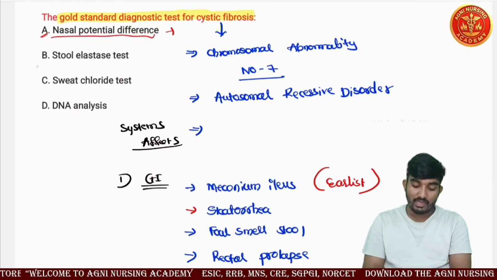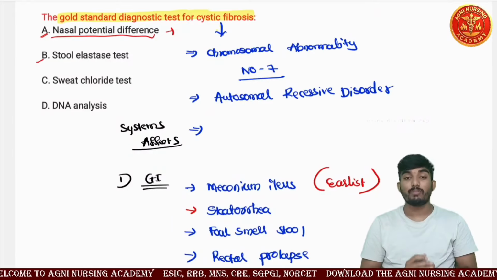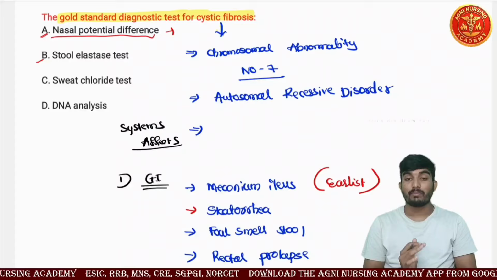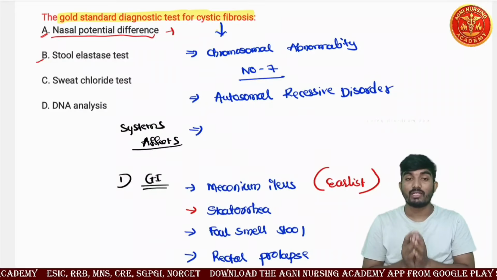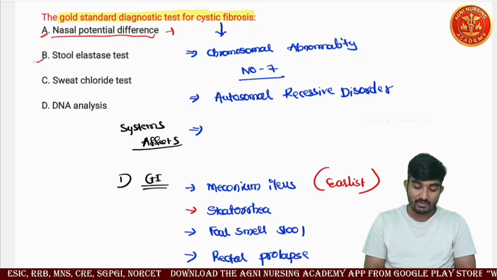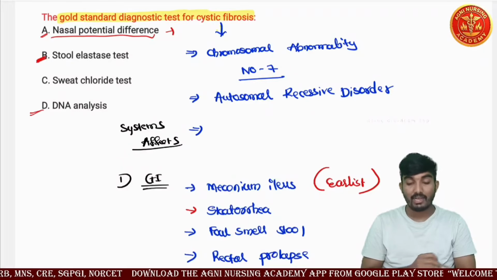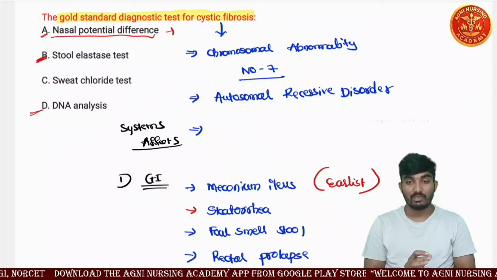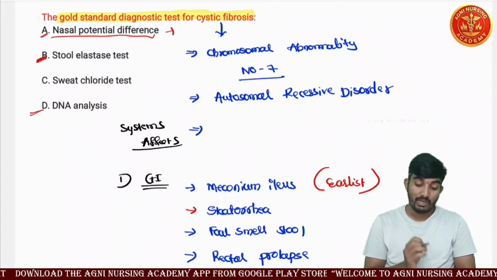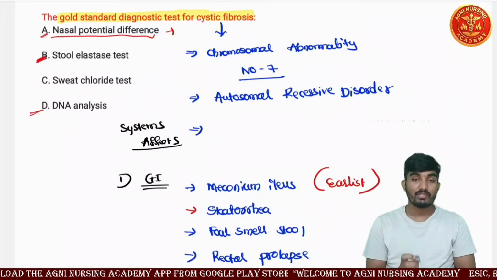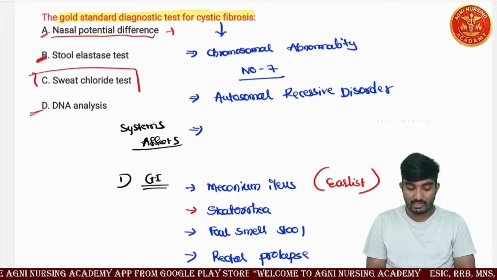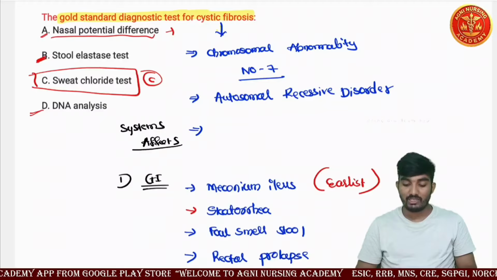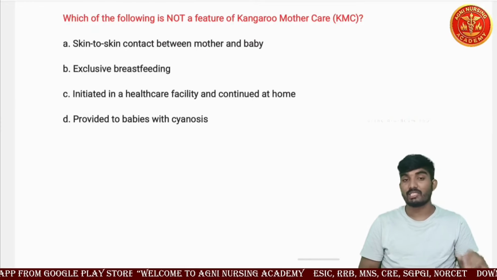The stool elastase test identifies whether the pancreatic enzymes are being secreted correctly or not. The DNA analysis test is done to find out the pattern, which gene mutation occurs. But the gold standard test for cystic fibrosis is the sweat chloride test. That is option C. Option C is the correct answer for our question, that is sweat chloride test. Now we will see the next question.